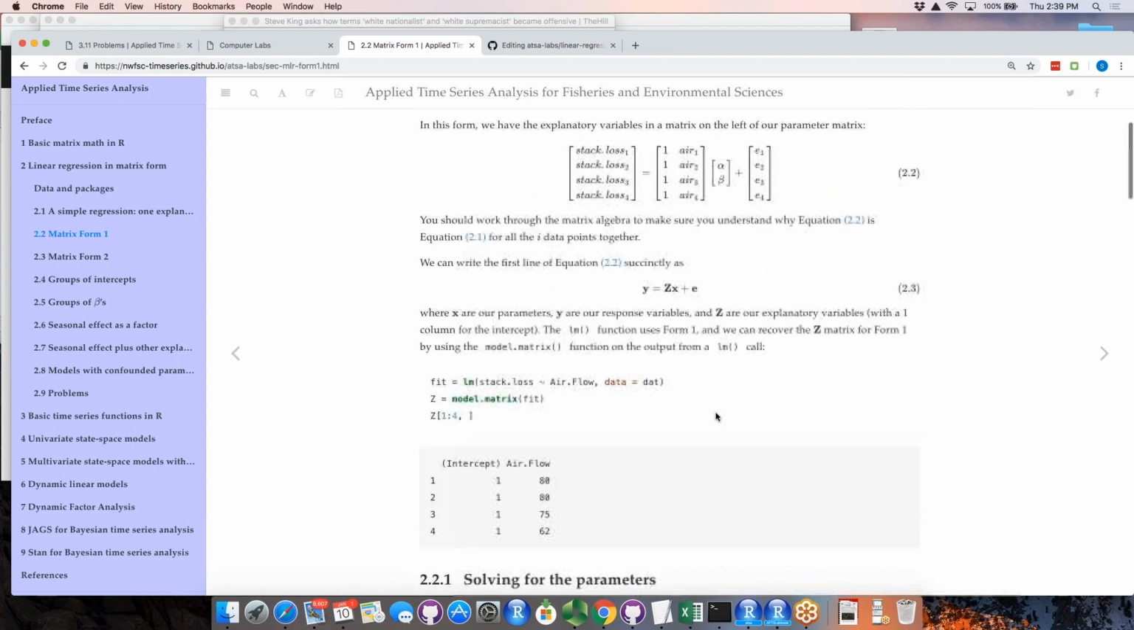And this form of a linear regression happens to be how the LM model is set up. And you can see that if you were to run this fit, and then you were to ask it, tell me the model matrix. So just ran that, and then if you looked at the Z here, you would see it's this thing right here.